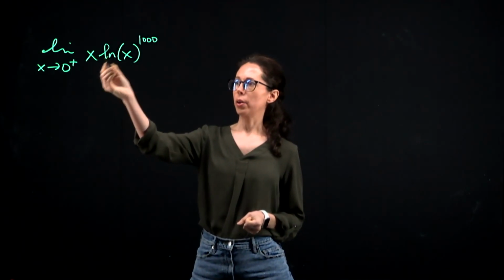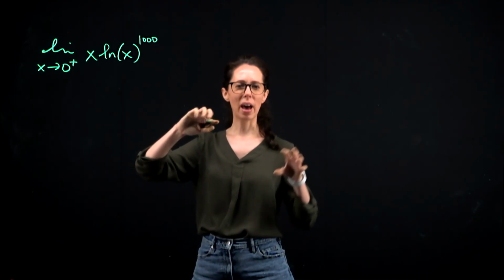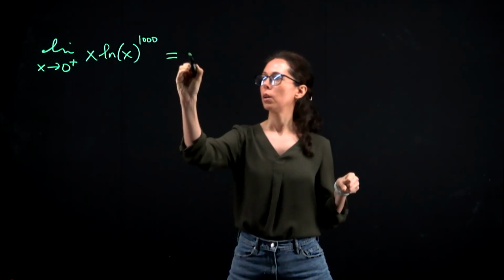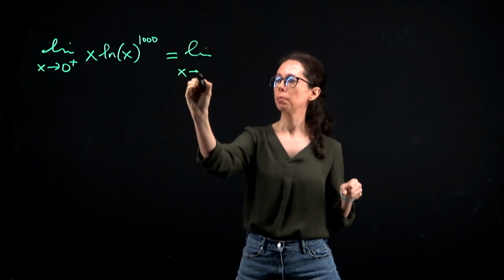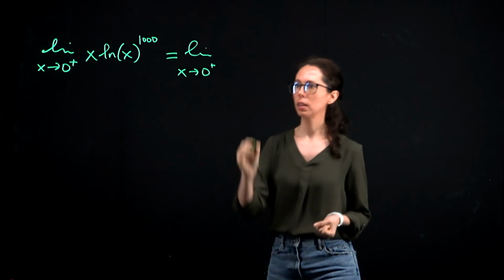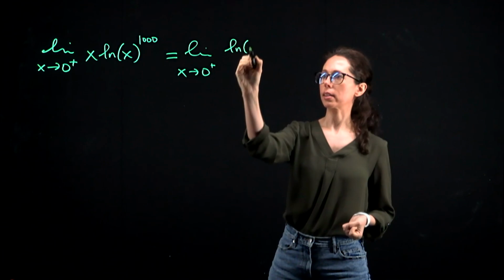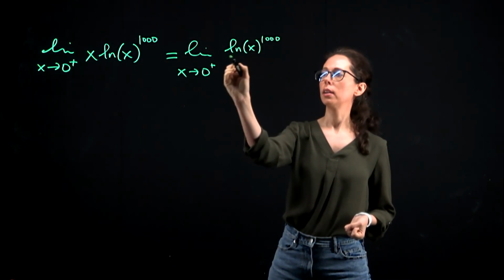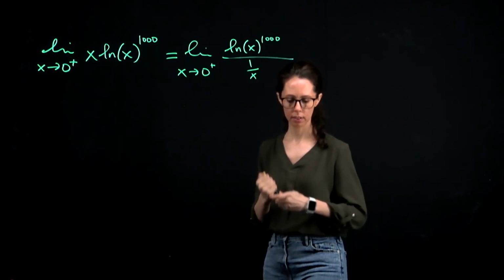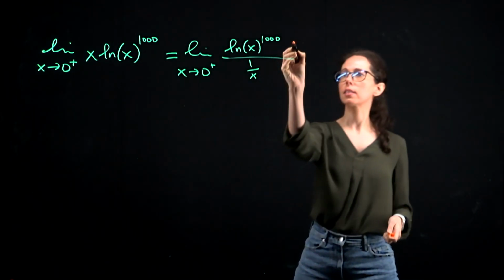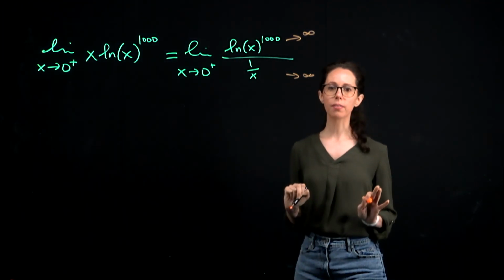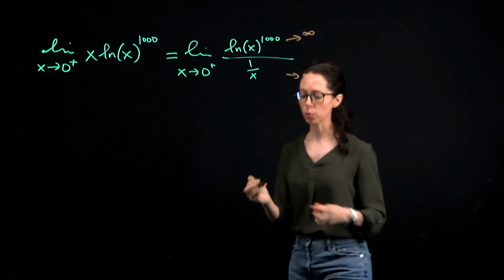This is going to 0. Overall, this is going to infinity. When you have that kind of indeterminate form, where you have 0 times an infinite behavior, what you want to do is flip one to the denominator. Let's flip x, because that's kind of simpler. So let's write this as natural log of x to the 1,000th power all over 1 over x. Same thing. All right, now this is going to infinity over infinity. This is the kind of indeterminate form where we can now apply L'Hopital's rule.